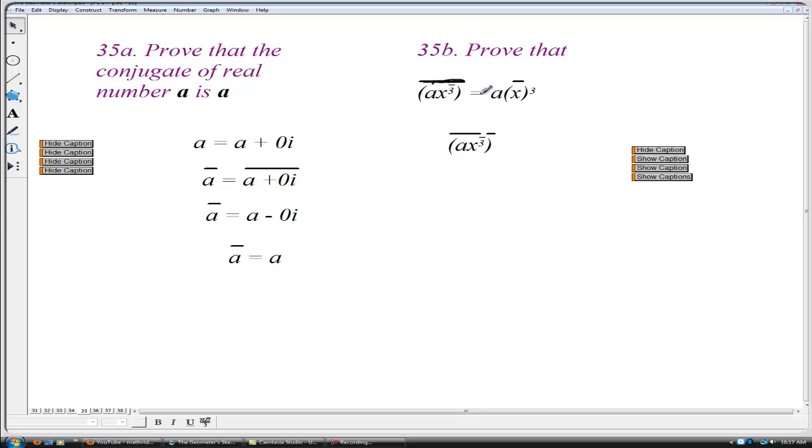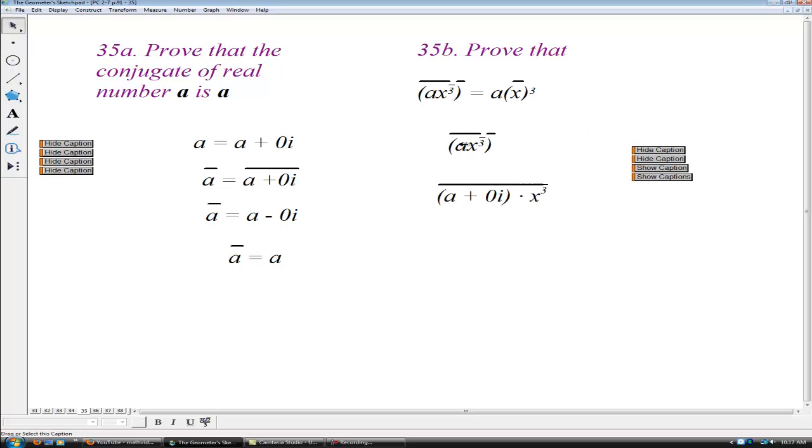35b, again this is supposed to be one conjugate, and we want to show that the conjugate of ax cubed is equal to a times the conjugate of x cubed. So let's start with the conjugate of ax cubed. A, the real number, can be written as a plus 0i. And from a previous problem, we showed that the conjugate of a product is the product of conjugates. And from part a, we showed that the conjugate of a is a. And from number 34, we showed that the conjugate of a cube is the cube of the conjugate.